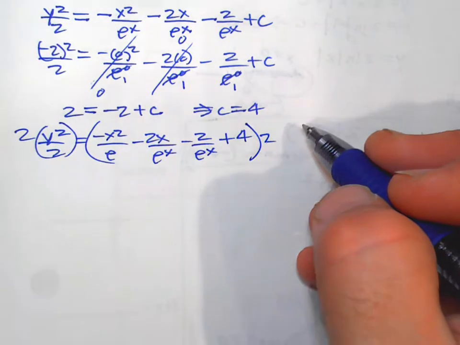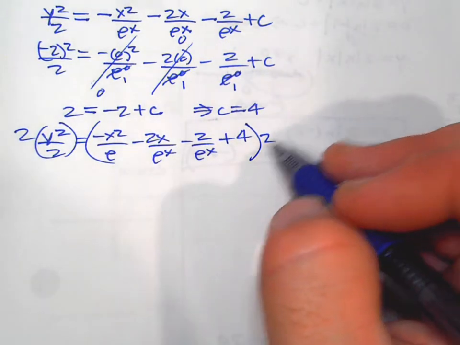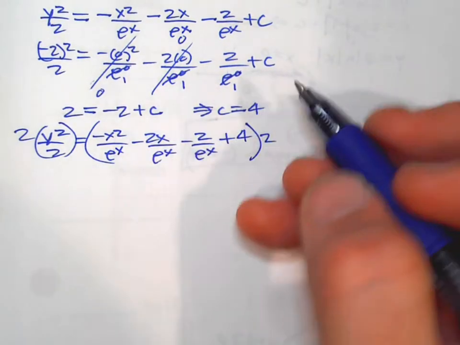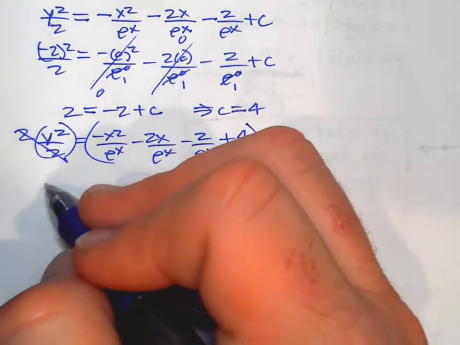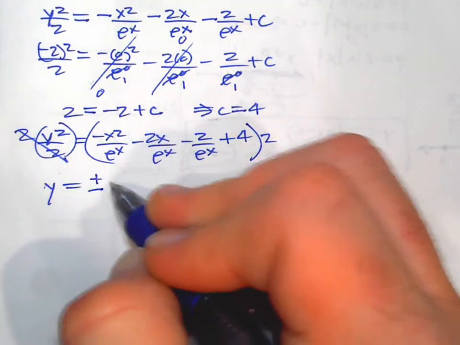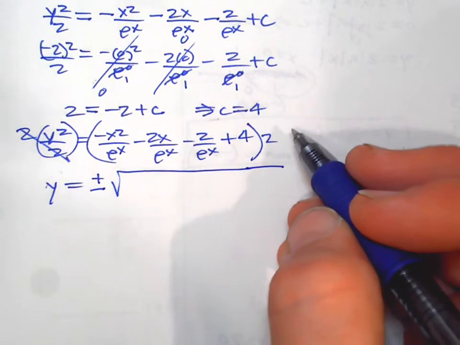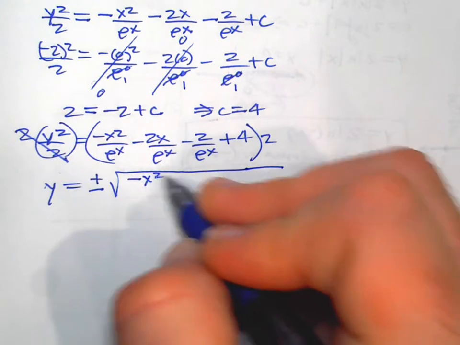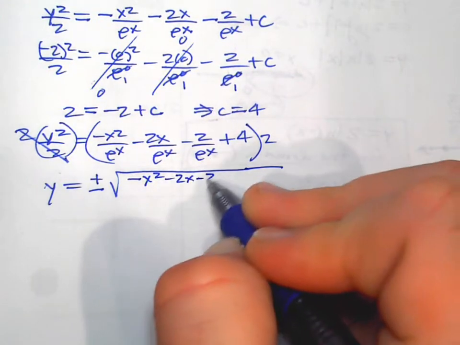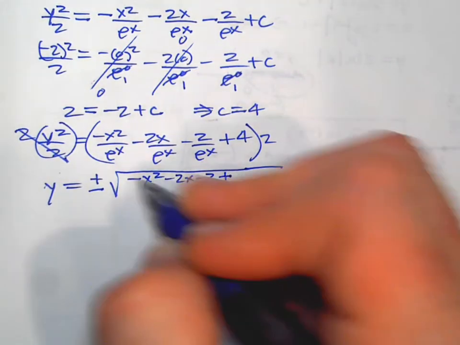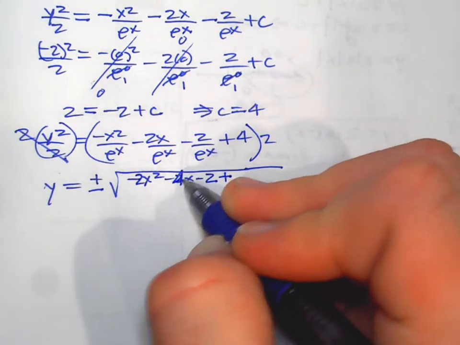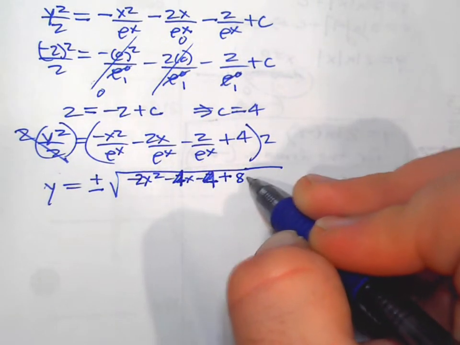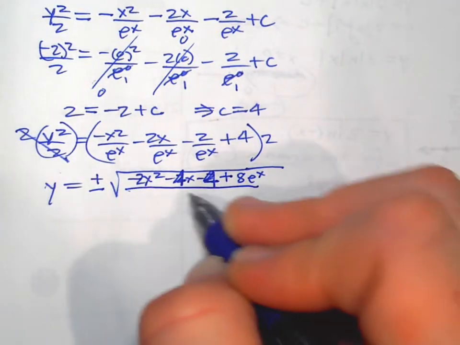Now, I'm tempted to put these all into like a fraction or something. I don't know. You got to take the square root of both sides, plus or minus. Let's see. Negative x squared minus 2x minus 2 plus 8, because you got to multiply them by 2, 4 e to the x, all over e to the x.